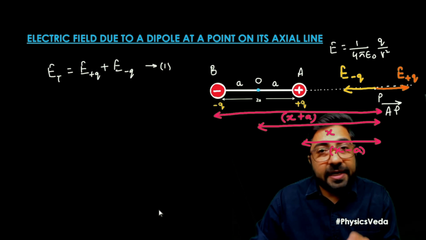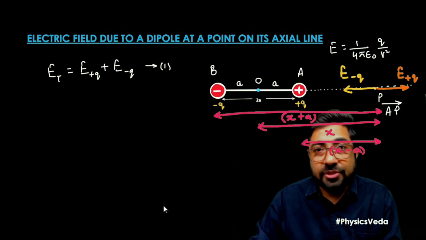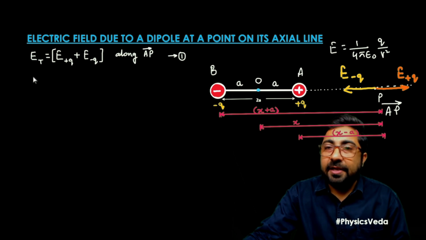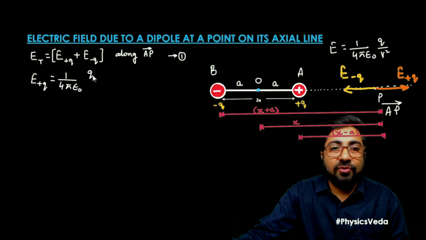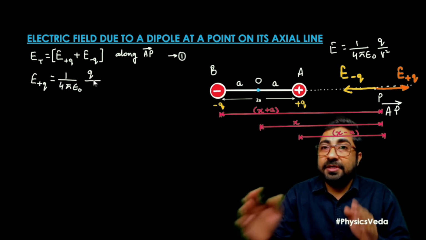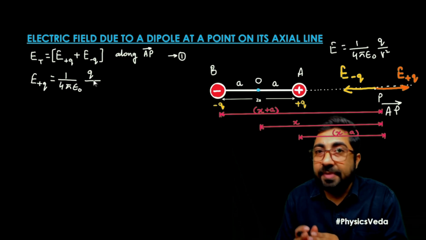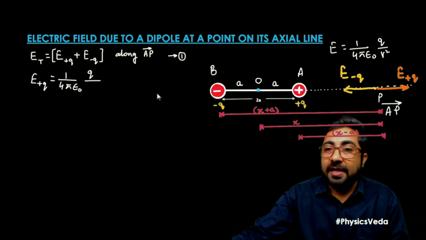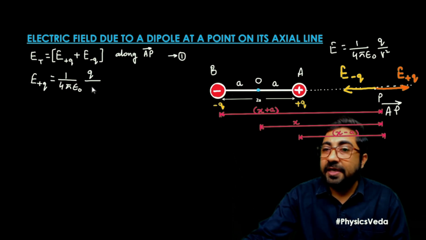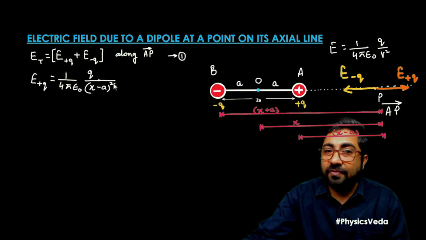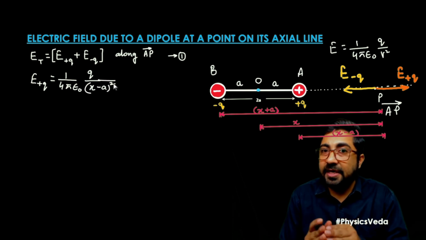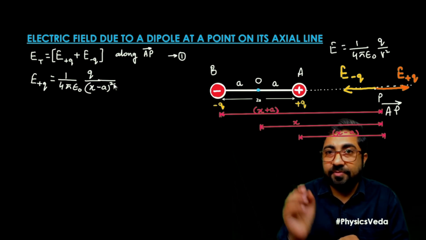Now I can calculate the electric field due to both charges at point P. The electric field due to positive charge is equal to 1 upon 4 pi epsilon naught, the source charge being the positive charge, upon the distance from the positive charge to point P. As per the diagram, it is very clear that the distance from the positive charge is x minus a, and it is whole square, because the electric field due to a point charge is equal to constant times source charge upon distance square.